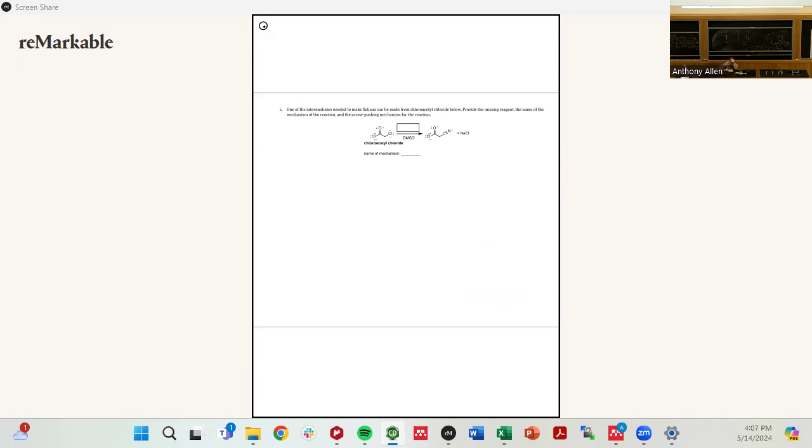Oh, nice. One of the intermediates needed to make Xeljanz is to be made from chloroacetylchloride below. Provide the missing reagent, the name of the mechanism of the reaction, and the arrow pushing mechanism for the reaction. Okay, you have an alkyl chloride. You have a polar aprotic solvent. Yep, NaCN. NaCN in what sort of substitution mechanism? SN2, good. Arrows.